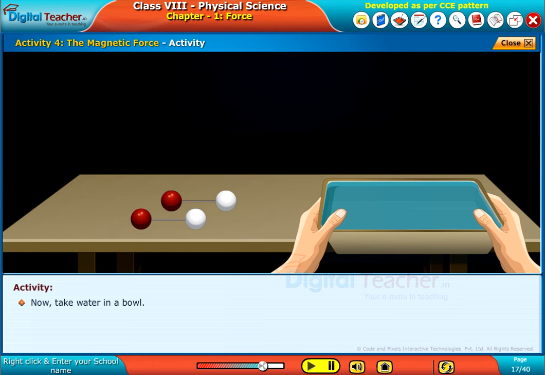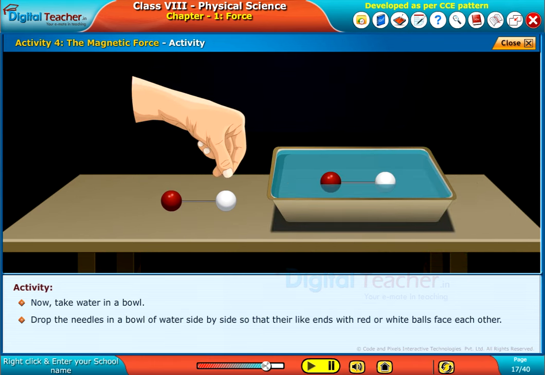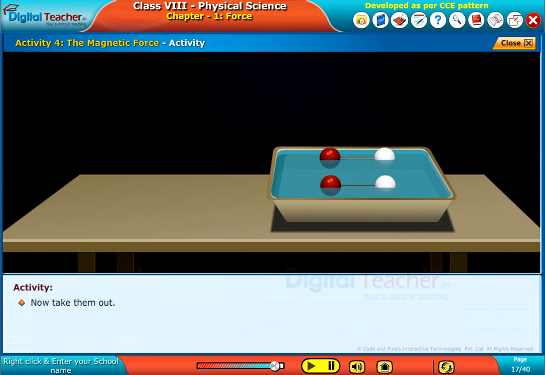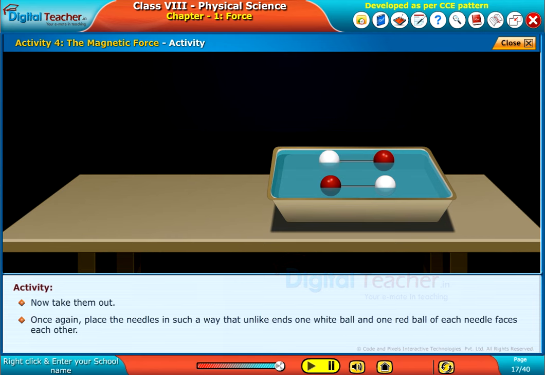Now take water in a bowl. Drop the needles in the bowl of water side by side so that their like ends, with red or white balls, face each other. Observe the changes. Now take them out. Once again, place the needles in such a way that unlike ends, one white ball and one red ball of each needle, face each other. Observe the changes.